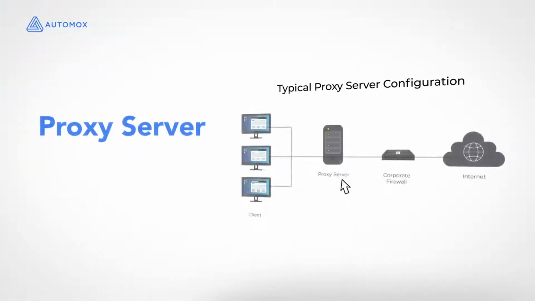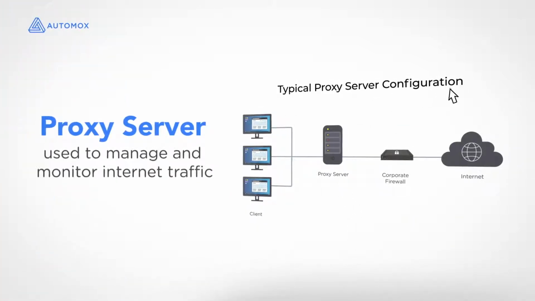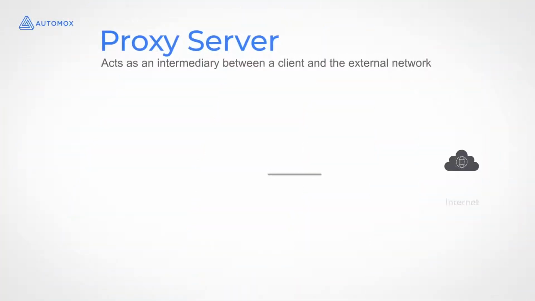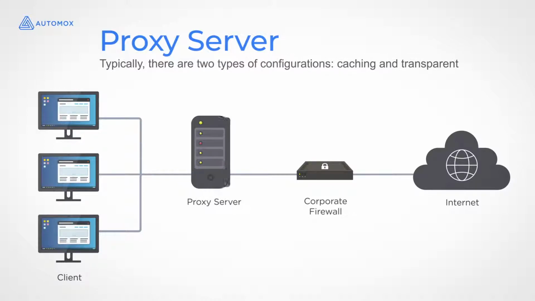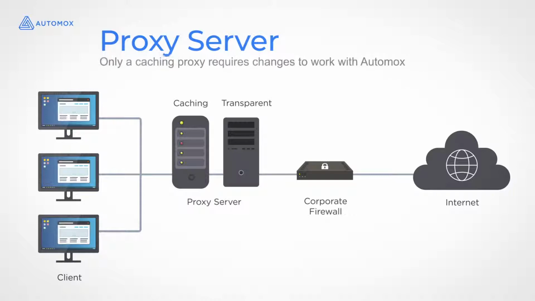Many organizations use a proxy server to manage and monitor internet traffic. A proxy server acts as an intermediary between a client and the external network. Typically, there are two types of configurations: caching and transparent. Only a caching proxy requires changes to work with Automox.